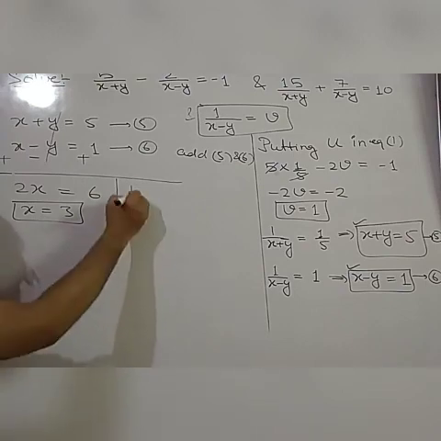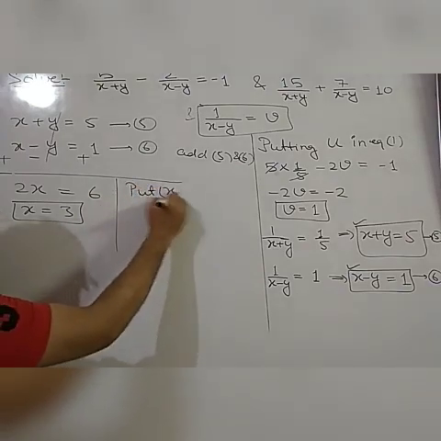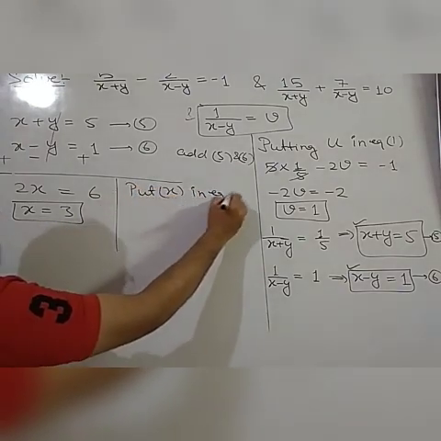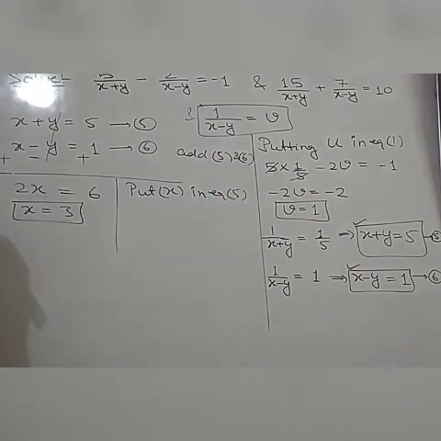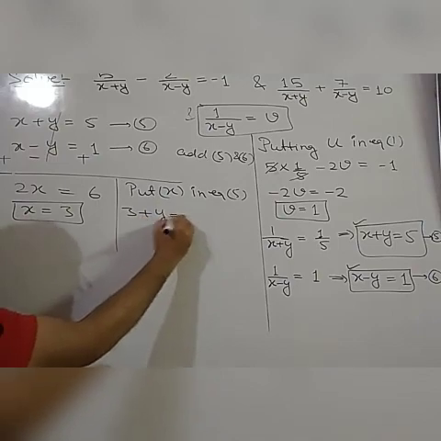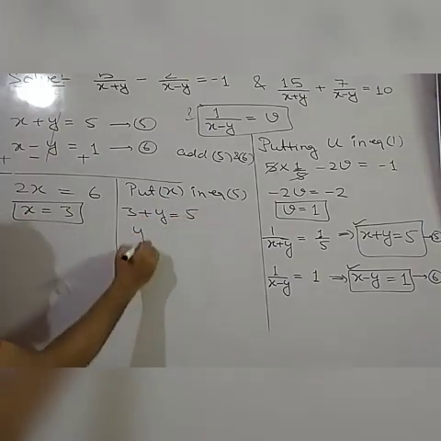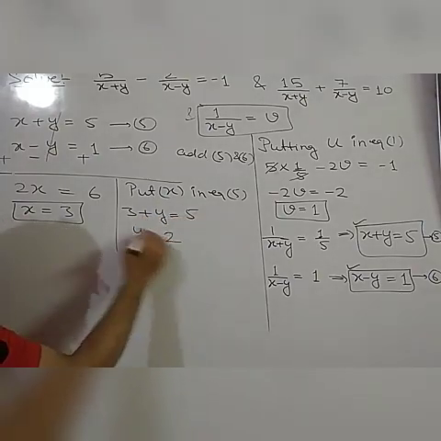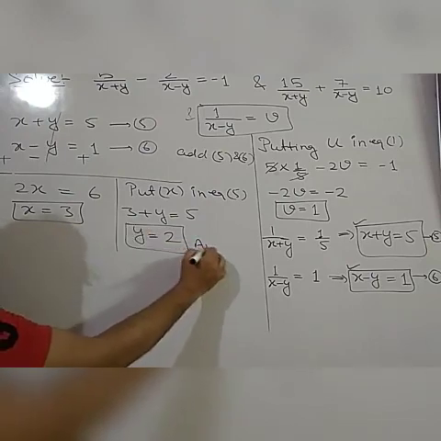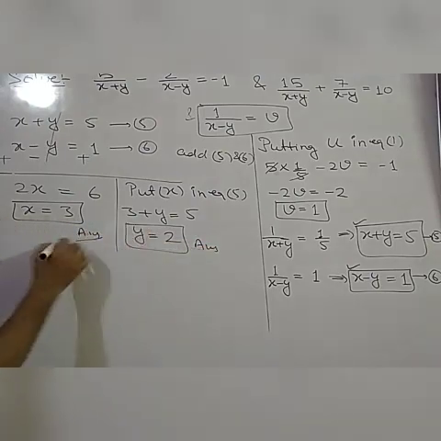Similarly, put the value of x in equation number 5, either in 5 or in 6. So we will get 3 plus y is equal to 5, or y is equal to 5 minus 3, that is 2. So these are the final answers. x is equal to 3 and y is equal to 2.